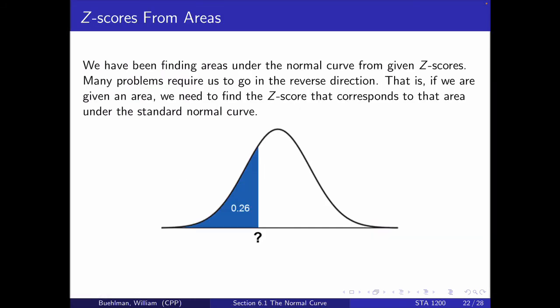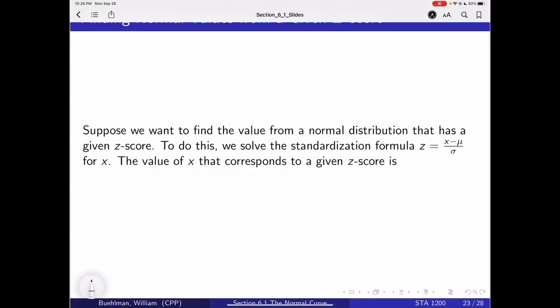We have been finding areas under the normal curve from given z-scores. Many problems require us to go in the reverse direction though. That is, if we are given the area, we need to find the z-score that corresponds to that area under the standard normal curve.